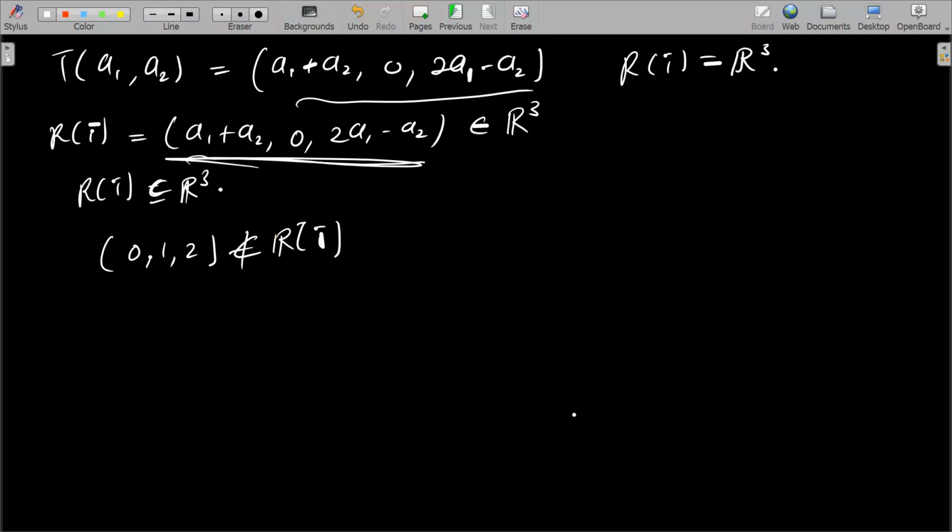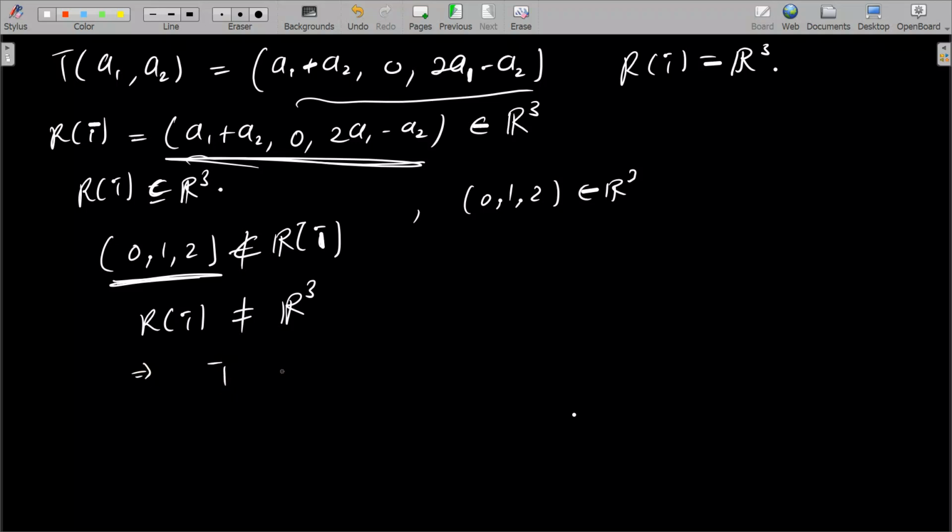because R of T is defined in such a way that the middle is always 0, right? So it means R of T is not equal to R3, because this vector I'm talking about here, 0 1 2, belongs to R3, but that same vector does not belong to R of T. So R of T is not equal to R3, because there are other vectors in R3 that are not in R of T, so these two sets are not the same, meaning that T is not onto.